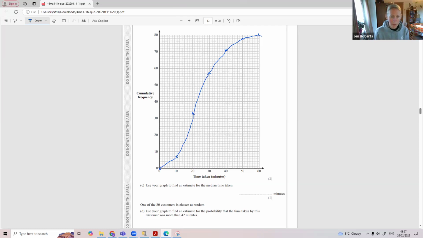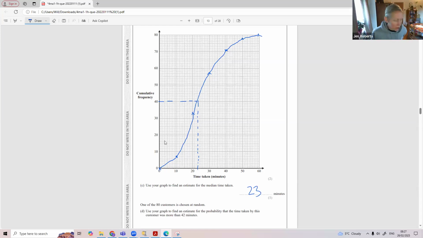Use your graph to estimate the median time taken. Okay, so there are 80 customers. So the middle customer would be at 40. So let's go across from 40, which would give us 20. Again, it's best to show the examiner where you got your answer from. If you do these markings on your graph, 23 minutes. So looking at the mark scheme, it seems like you'd get the answer here for any numbers between 21 and 24.